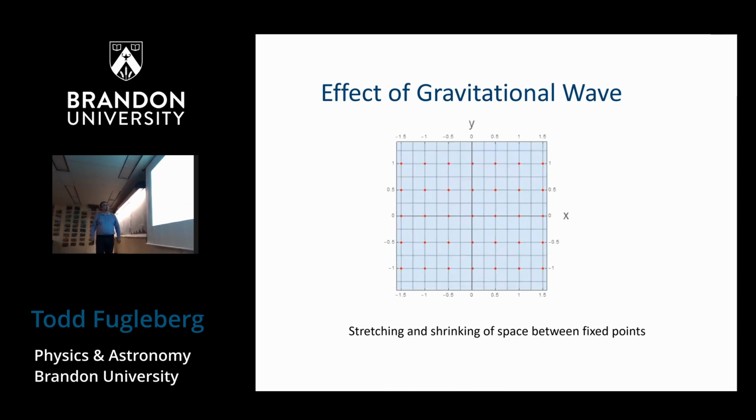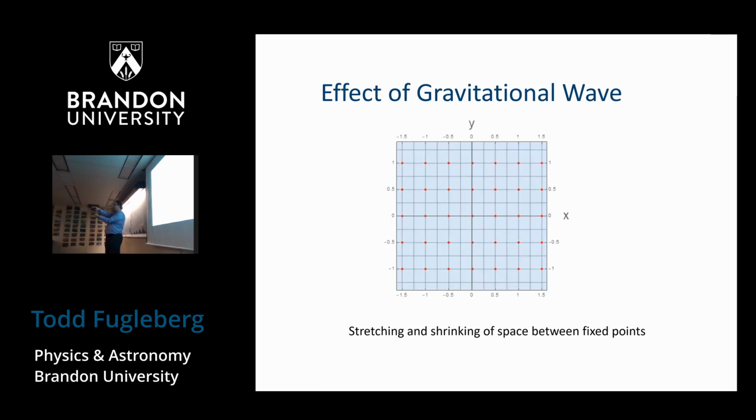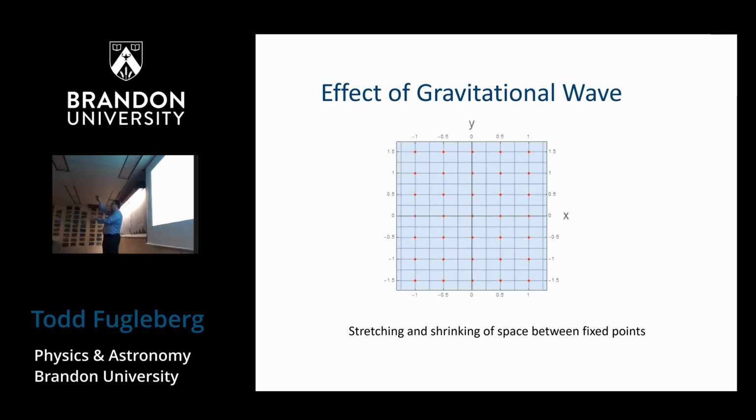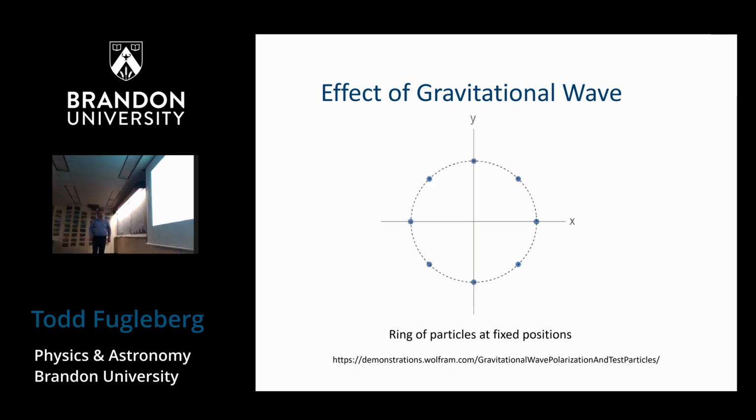And for a gravitational wave, what you'll see is that it stretches in the x direction and contracts in the y direction, and then it stretches in the y direction and contracts in the x direction. This is a little bit easier to see if you have a ring of particles at fixed positions. If this gravitational wave is coming out of the screen at you, basically they look like they're moving. They're really staying at the same place, but the distances between them are being stretched and compressed. So that's what you'd see of a gravitational wave coming out of the board at you.